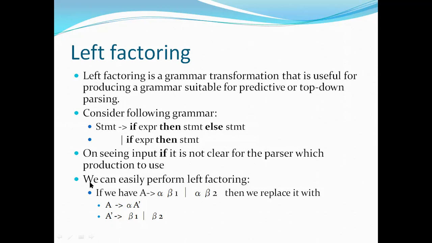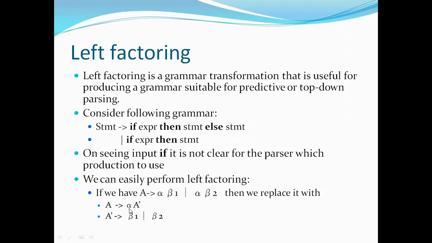So here we can easily perform left factoring. If we have A produces alpha beta 1 or alpha beta 2, then we replace it. This is the conversion. This production is non-deterministic, in the form of a non-deterministic grammar, so we have to eliminate that non-determinism. By using this replacement, we are converting a non-deterministic grammar into a deterministic one.